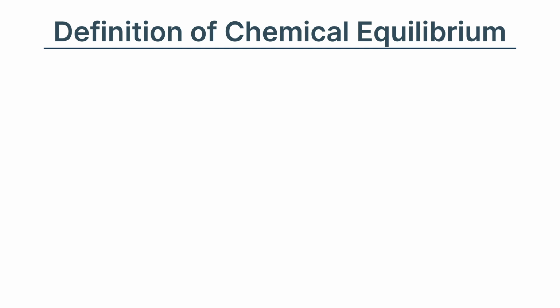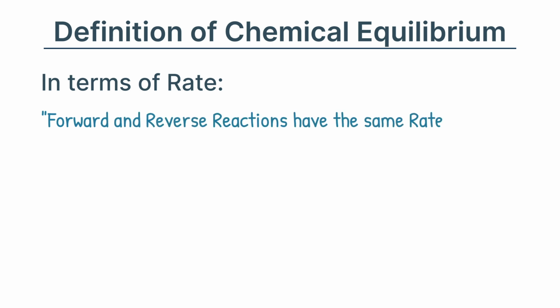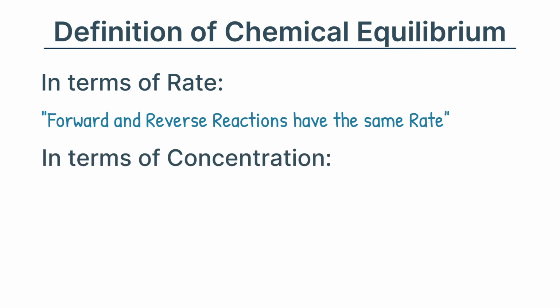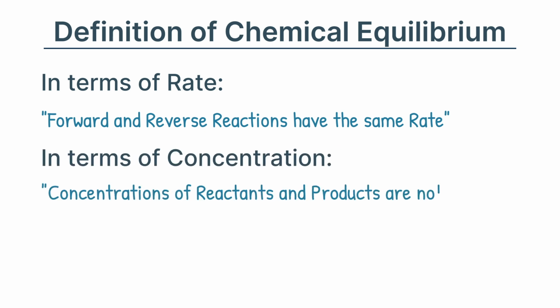You are sometimes asked to define chemical equilibrium in terms of rate. Here, they are looking for you to identify that at equilibrium, the forward and the reverse reactions have the same rates. If you are asked to define chemical equilibrium in terms of concentration, you need to identify that at equilibrium, the concentrations of the reactants and the products are not changing, or that they are constant. If you are simply asked to define chemical equilibrium, you should make both of these points.